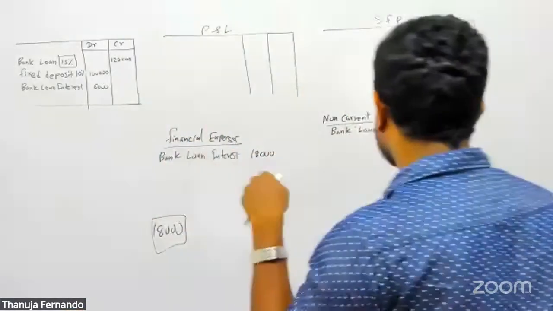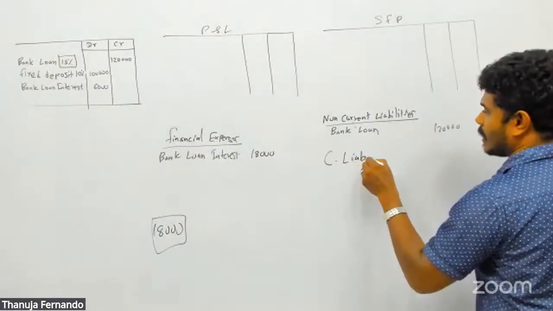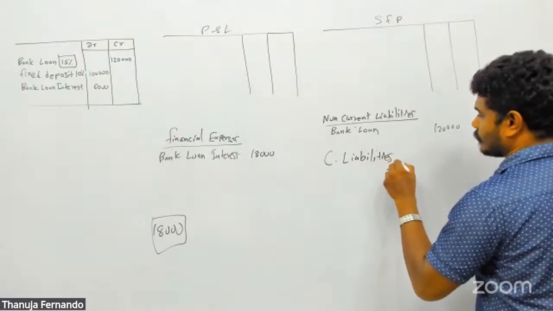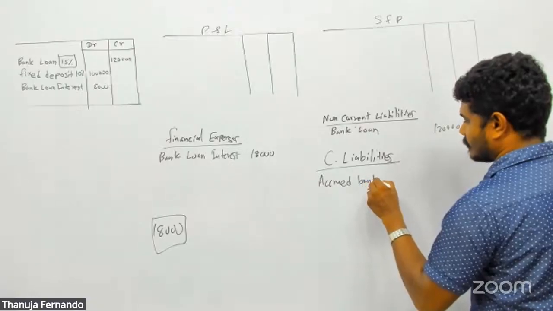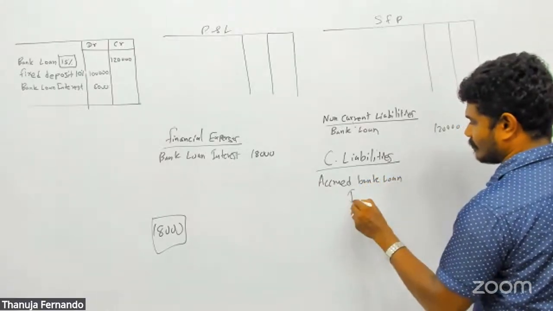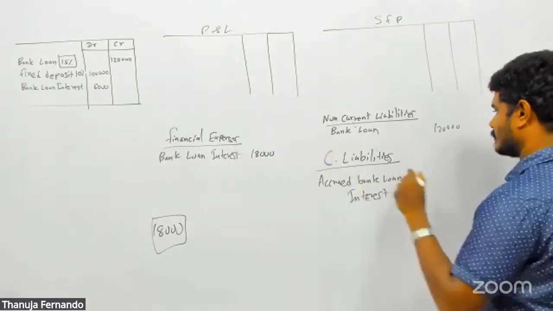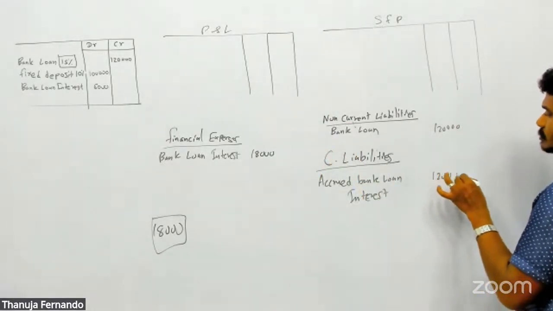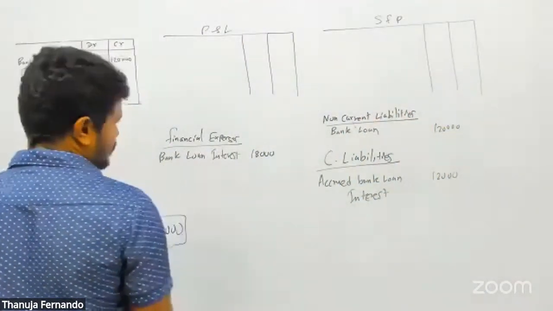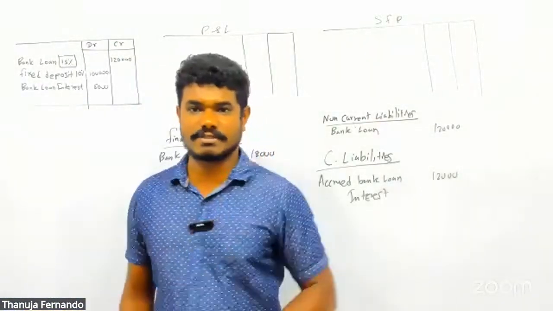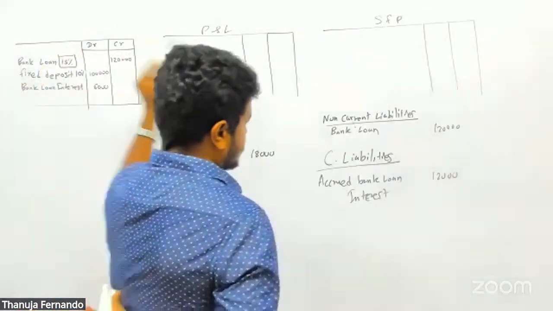Accrued means it is a current liability. So under current liabilities, record as accrued bank loan interest. We have paid only 6,000, then another 12,000 as accrued bank loan interest, right? Okay, then bank loan is over. There are three main steps. First of all, we have to write the figure, bank loan. It is a non-current liability.